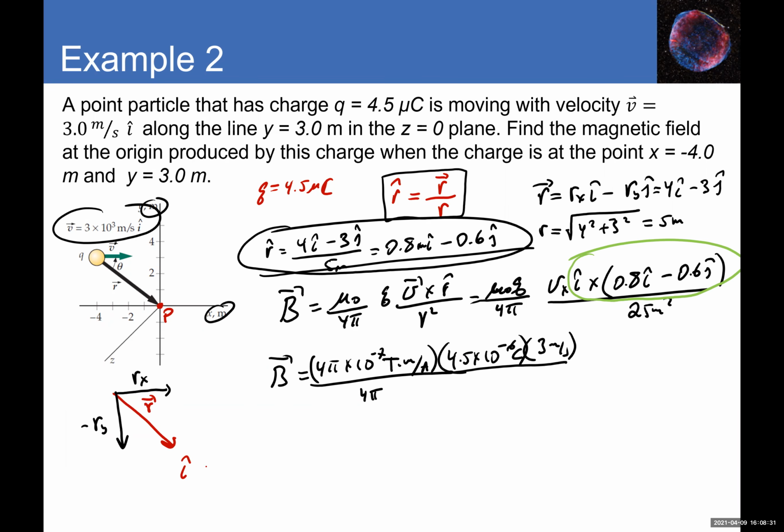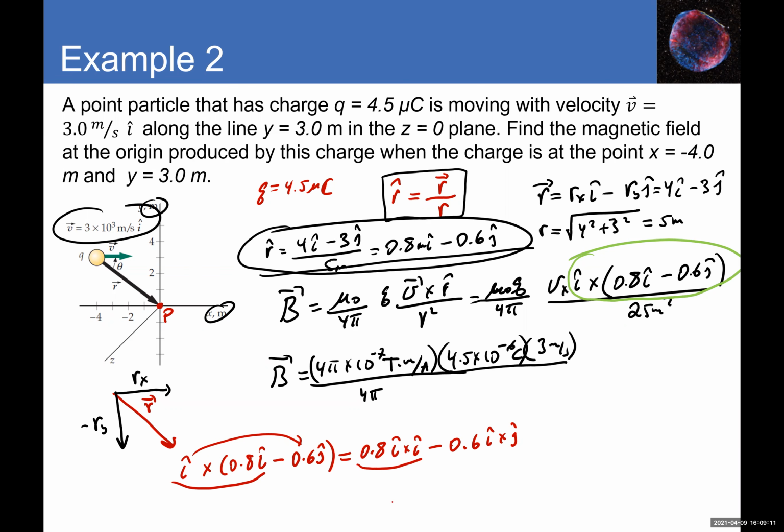So I had the cross product, so I have 0.8 i hat minus 0.6 j hat. That means first, what I'm doing here is I'm crossing those two. So that becomes 0.8 i hat cross i hat. Then crossing those two, then minus 0.6 i hat cross j hat.